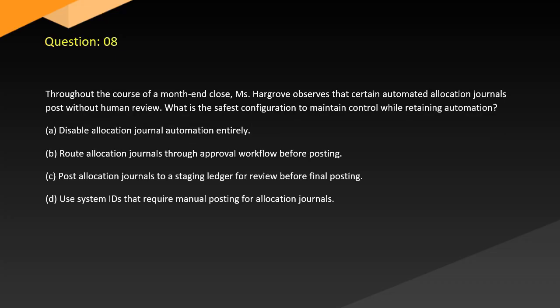Question 8. Throughout the course of a month-end close, Hargrove observes that certain automated allocation journals post without human review. What is the safest configuration to maintain control while retaining automation?